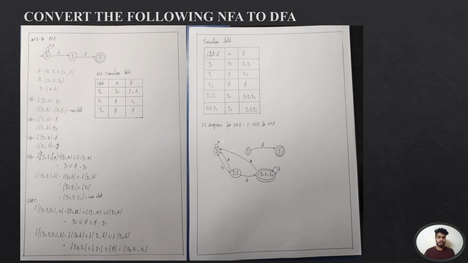Transition of Q0 with respect to B goes to Q0 and Q1. Transition of Q1 with respect to A goes nowhere, so we represent it by null. And Q1 on transition with respect to B goes to Q2. Q2 on transition with respect to A goes to null, and Q2 with respect to B goes to null. Here Q0, Q1 is the new state.